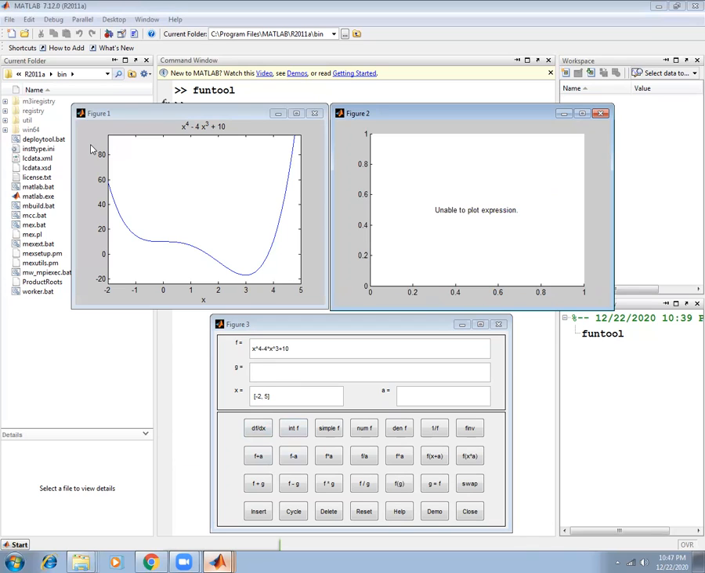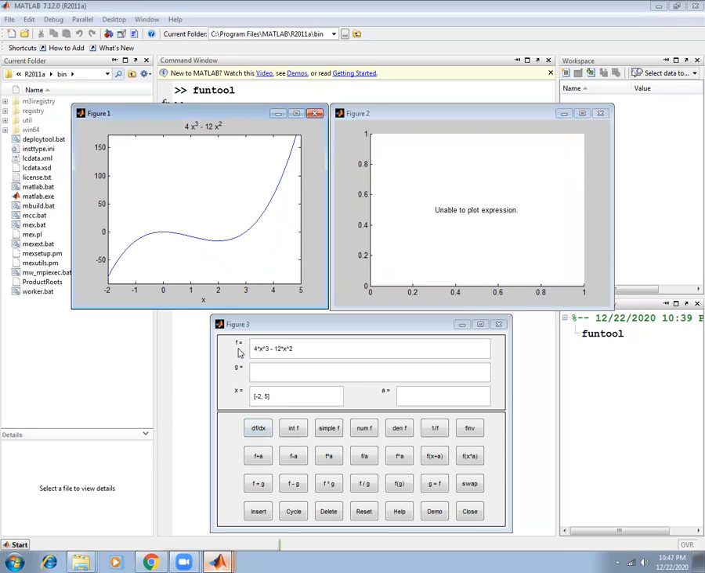Figure 1 is showing the graph of the function x^4 minus 4x^3 plus 10 for the closed interval minus 2 to 5. Now finding the derivative by using the control button in row 1, df by dx. f is replaced by the derivative of the function x^4 minus 4x^3 plus 10, which is 4x^3 minus 12x^2, and the domain is minus 2 to 5. Figure 1 is displaying the curve of the function 4x^3 minus 12x^2.